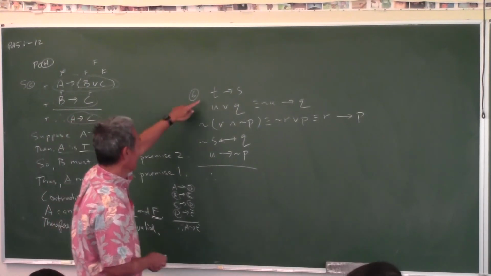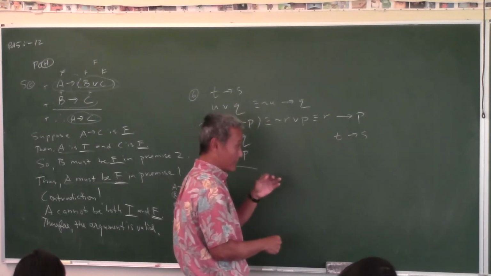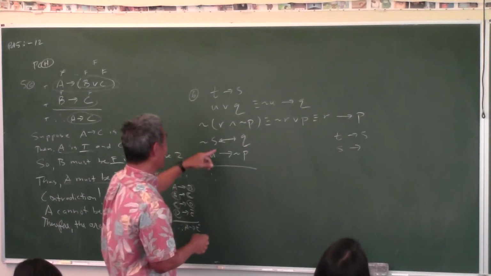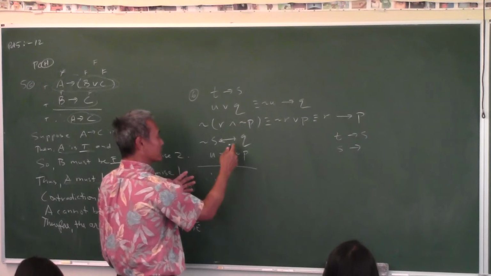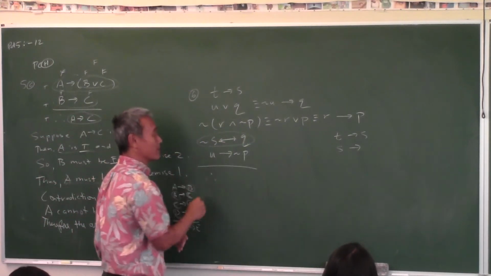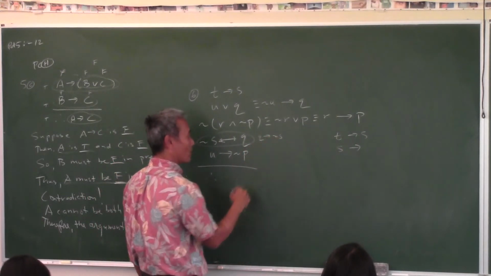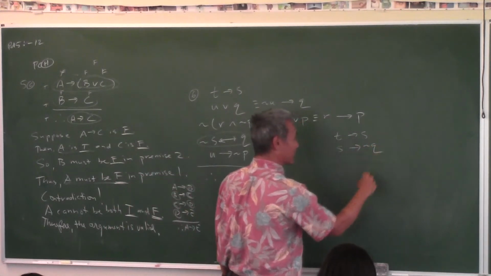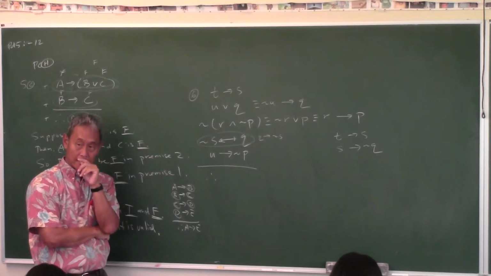T. Okay, so T. T implies S. Now, if I'm going to use the law of syllogism, the next one has to be S implies something. How can I get that? So should I use not S implies Q, or should I use this as Q implies not S? Which direction is going to be more useful to us? Q implies not S. You know why? What's the contrapositive of that? S implies not Q. Oh, okay.